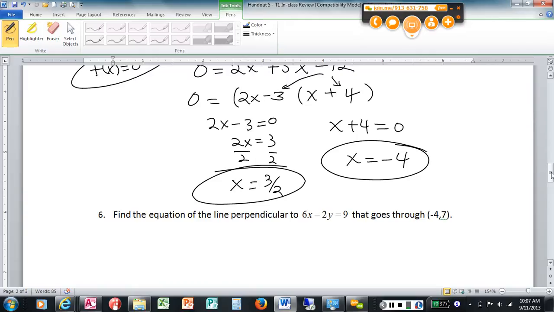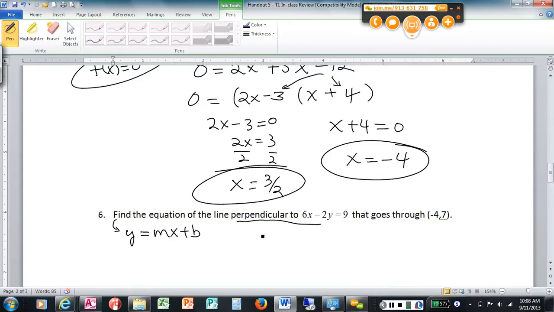So when I'm saying find an equation of a line, I'm thinking what format? Usually y equals mx plus b, right? Trying to find that y equals mx plus b. Now, in this case, I've got a couple of bits of information. I want it to be perpendicular to this line. What does that mean? Perpendicular means it has to have the opposite reciprocal of the slope.